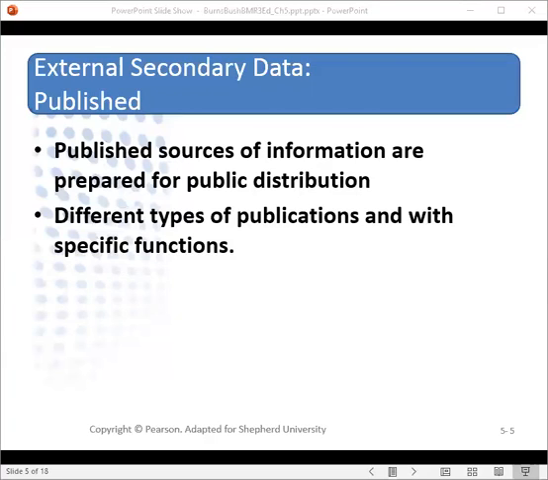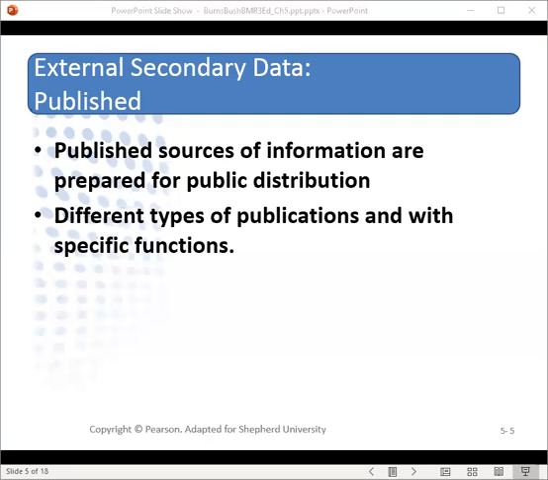A next type is dictionaries. These define terms and are available for special subject areas. Encyclopedias provide essays on topics, and they're usually in alphabetical order. Directories list companies, people, products, organizations, and usually provide brief information about each of them or about an industry.